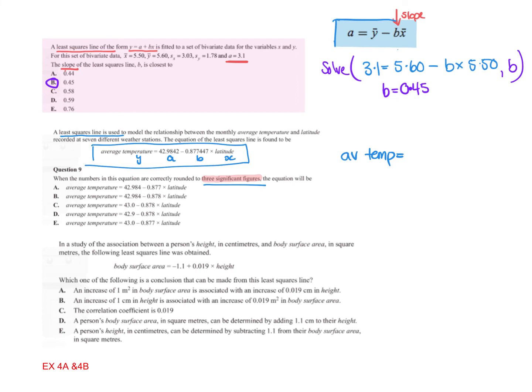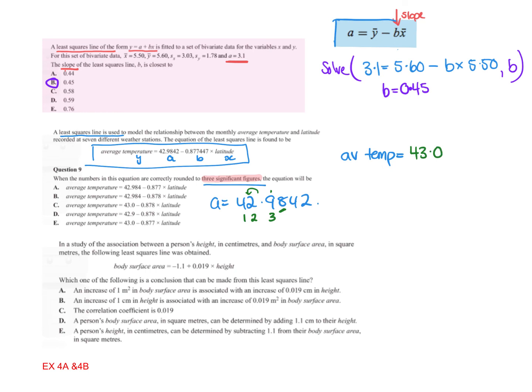Okay, so boys, if I'm looking at the A value here, it's 42.9842. If I'm doing 3 significant figures, I count as soon as I get a non-zero. So that would be 1, 2, 3. You have to look at the fourth one to see whether you round up. Now, that means I have to round up. So this number has to round up, which means this one goes up. So for 3 significant figures, it will have to be 43.0.